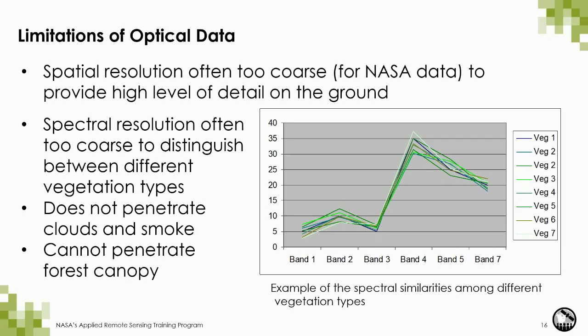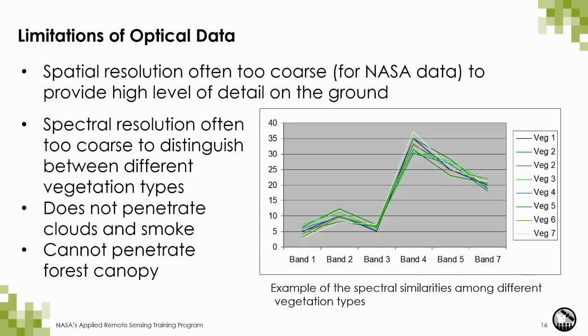While we have described the benefits and applications of the use of optical data for land cover classification, there are also some disadvantages. When monitoring vegetation over small regions, the spatial resolution of NASA data, for example, 30 meters from Landsat, may not be able to discern the level of detail you need on the ground. This will necessitate broad classes of land cover where you cannot differentiate species of vegetation.